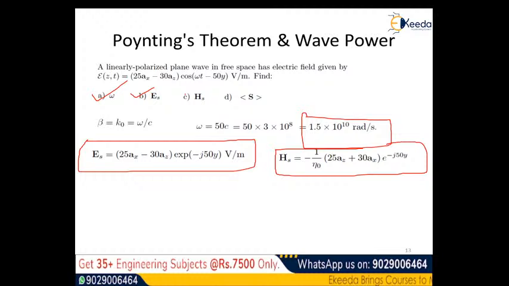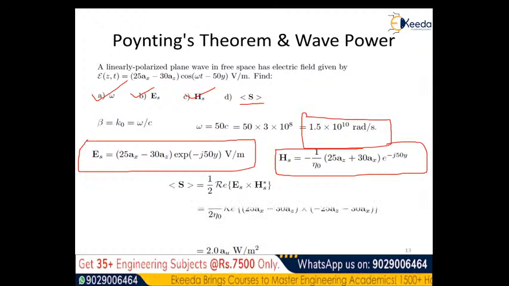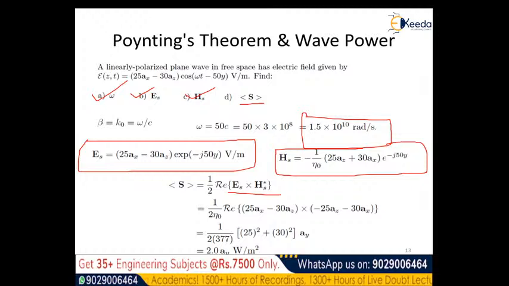And for part D, as we require the power density, we utilize the same formulation that we have derived. So here we have 1 by 2 real part of the cross multiplication of ES and the complex conjugate of HS. We obtain the cross multiplication, and finally the calculation gives us the answer for power density S equal to 2.0 ay in terms of watts per meter square.